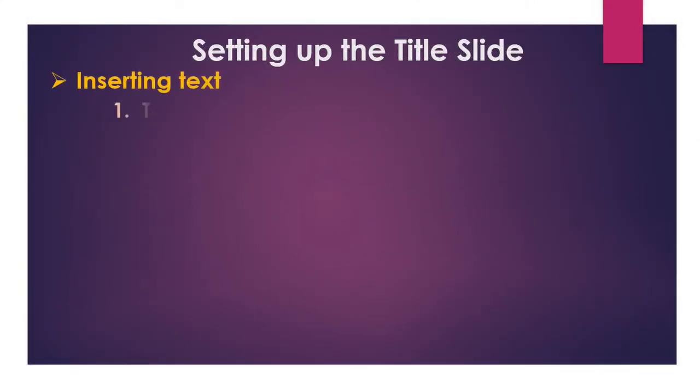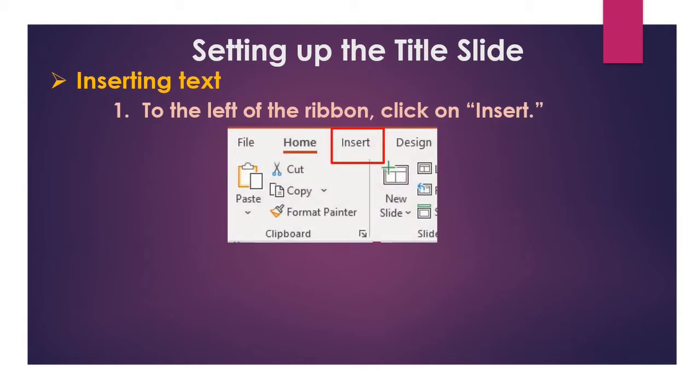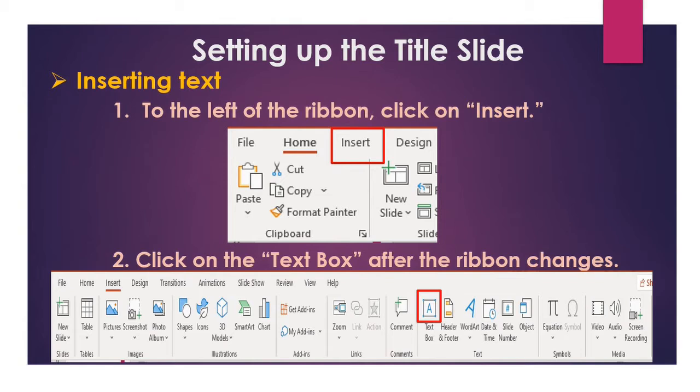So inserting text. If you would look at the top of your PowerPoint application, this is called your ribbon. Look to the left of your ribbon and find the word insert. Once you click on that, your ribbon will change and it will look something like this depending on the version you have. Look for the capital A. That's your text box icon, and you have the word text box underneath it. Okay? Once you click that, you will be able to move back to your slide and insert the text.